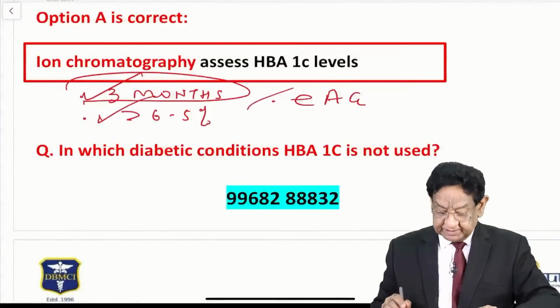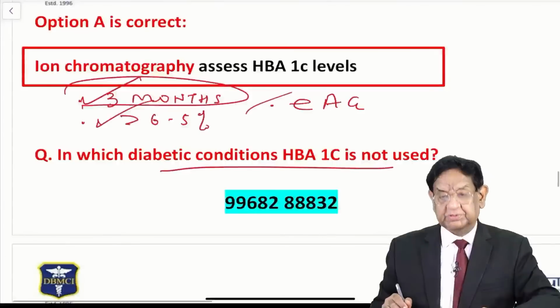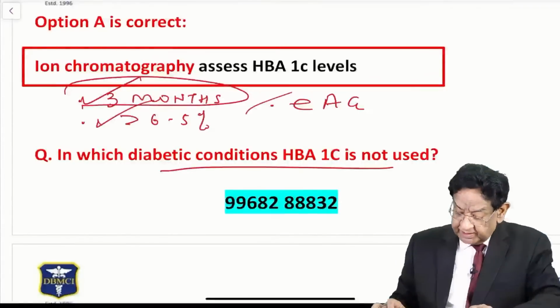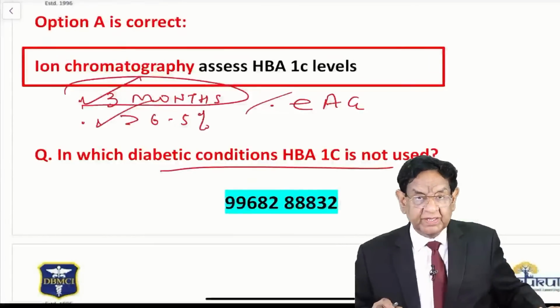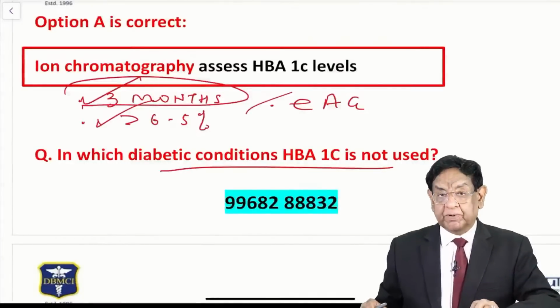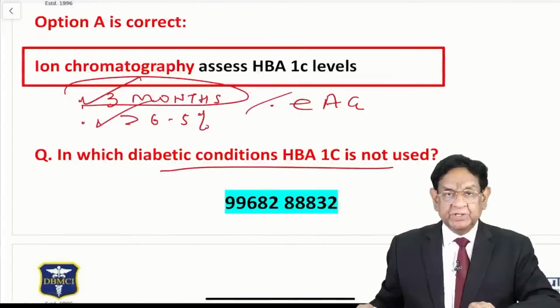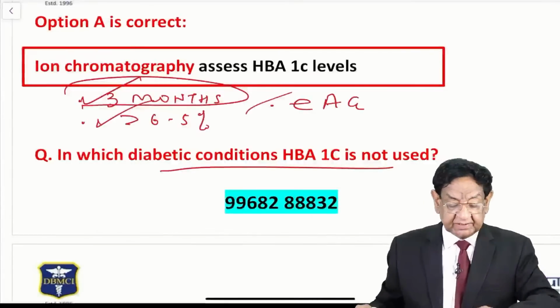Now my question is, in which diabetic condition is HbA1c not used? My number is written. You can WhatsApp me right now. A patient has diabetes and we want to know the long-term prognosis, but we will not use HbA1c. What are those conditions? WhatsApp me. You get 60 seconds to think and answer.